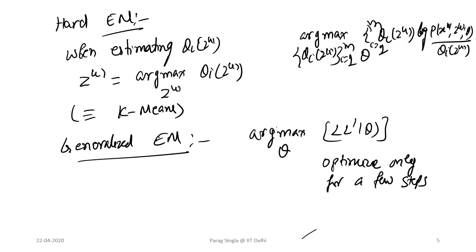So you optimize it for a few steps and then you get a better theta_t, which may not be optimal for the lower bound, but it is still a better estimate than the previous theta_t. And then you construct the new lower bound at this new theta_(t+1). And there is a paper, I guess a series of papers, on generalized EM that I can point to offline.